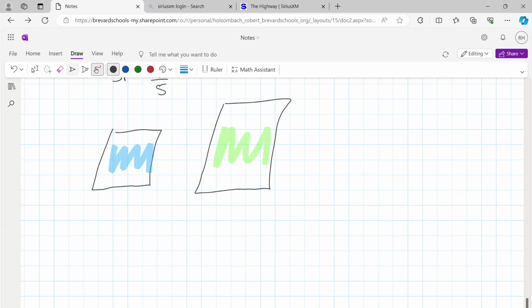The area of ABCD is 150. So this area is 150. The area of FGHJ is 54. Blue one, 54. If the shapes are similar, find the scale factor of blue. All right, so they're asking you find the scale factor.